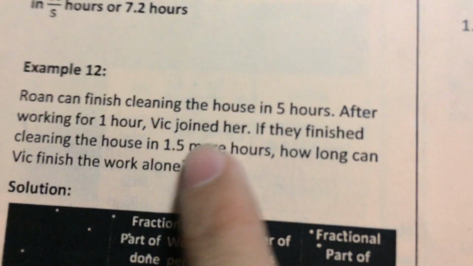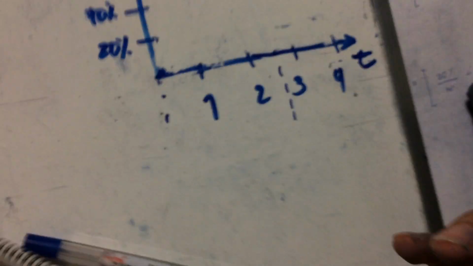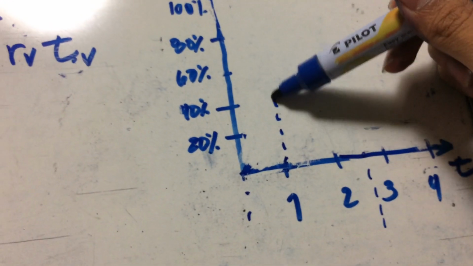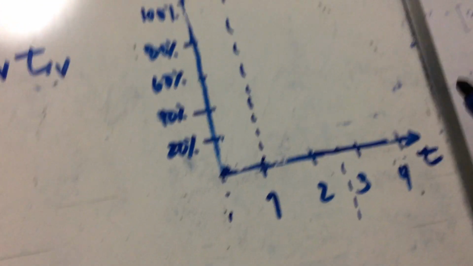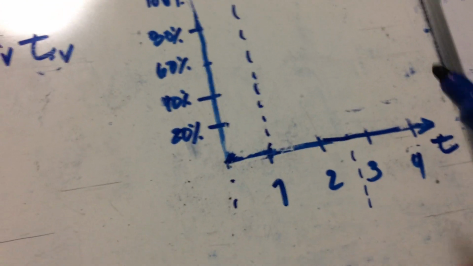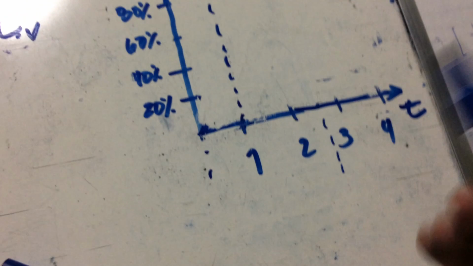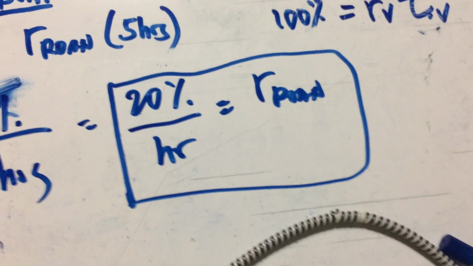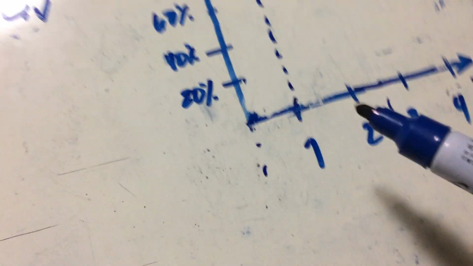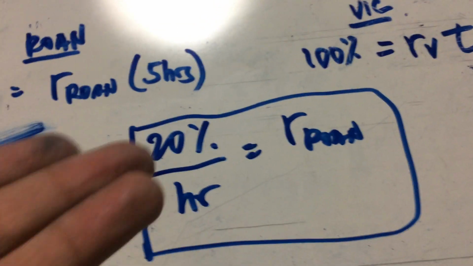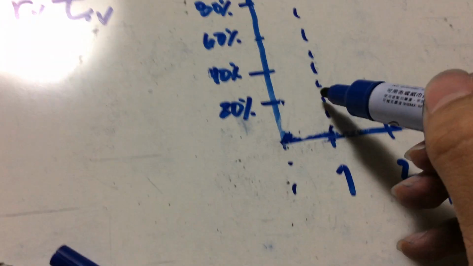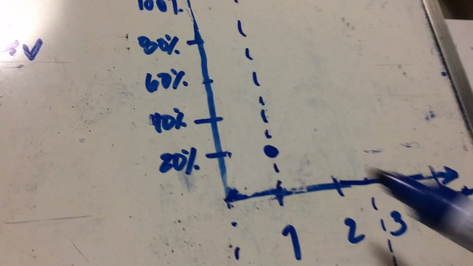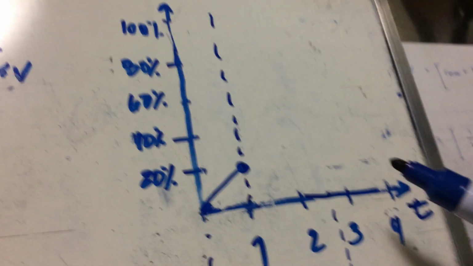After working for 1 hour, Vic joined her. So I made the timeline over here, which is the time and the percentage of completion. After 1 hour, somewhere here, Ron worked for 1 hour, right? So that means 20% of the job is completed, because Ron can finish 20% of the job per hour.